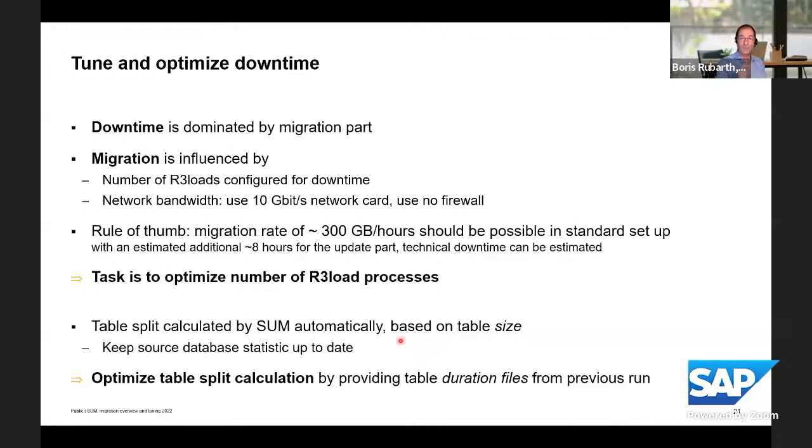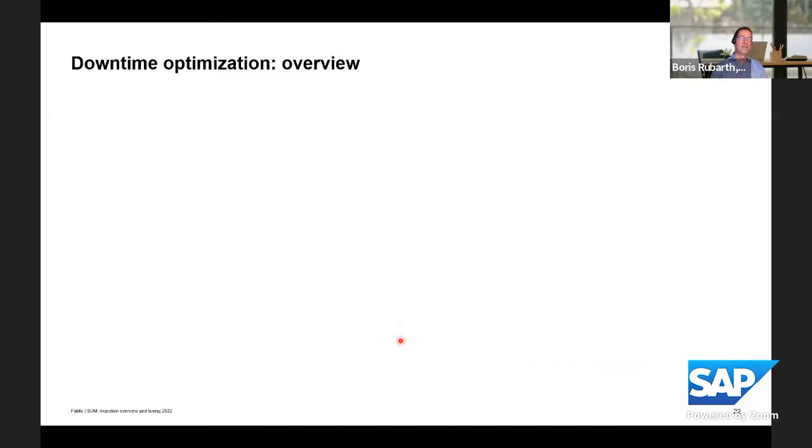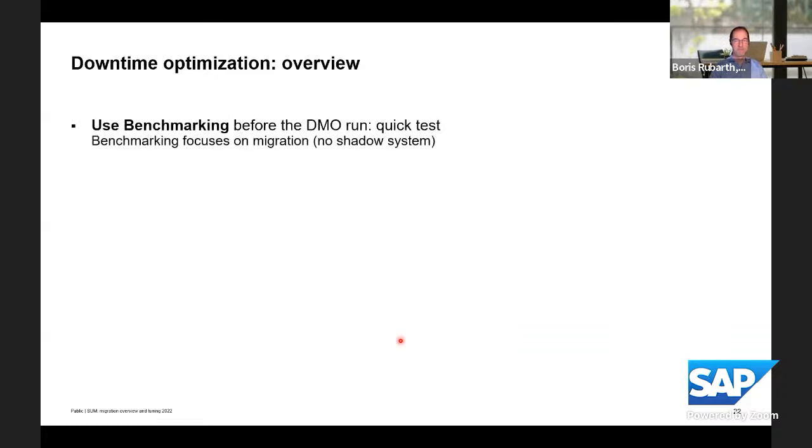And the migration time is much more relevant than the table size for a table. So that's why, if you have done a run, you take this file and feed it back to the tool. You put it into the download basket, very easy. And then the tool will take the migration duration for each table as a better indication of which tables to split. That's an easy procedure.